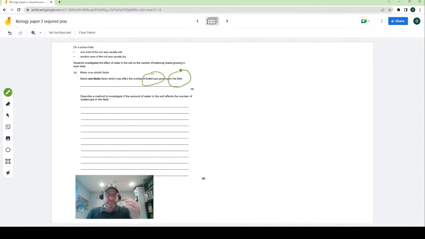And then I would calculate the size of the field, the area of the field. I would calculate the size of my quadrat, divide the area of the field by my quadrat and times by the mean number of buttercups, and that would give me the population of buttercups in the field. Now it says compare if water affects the number. I'd find a wet field and a dry field and do the same in the wet field as I've just explained in the dry field, and then see which one had more buttercups.